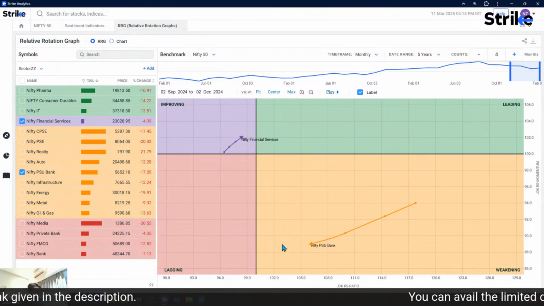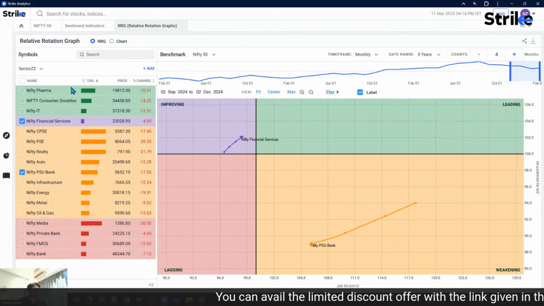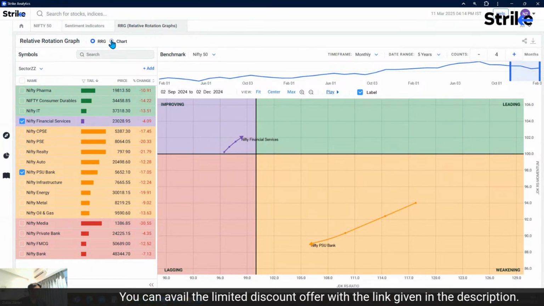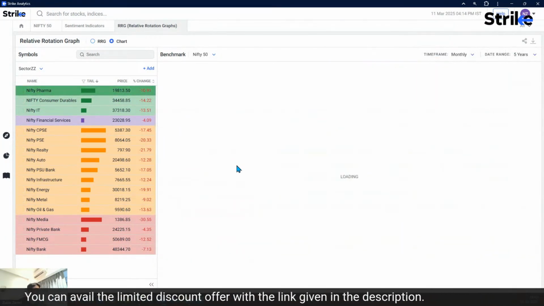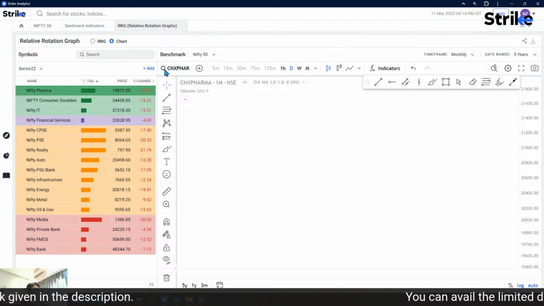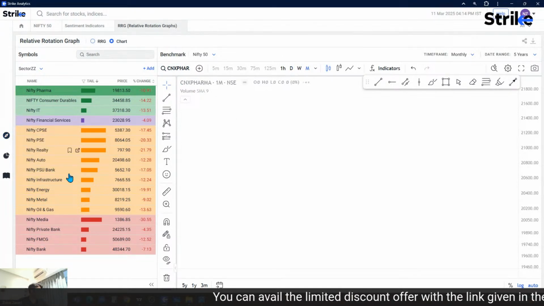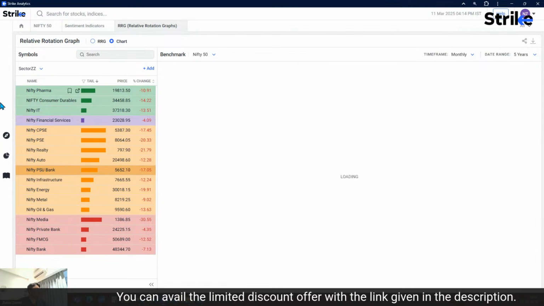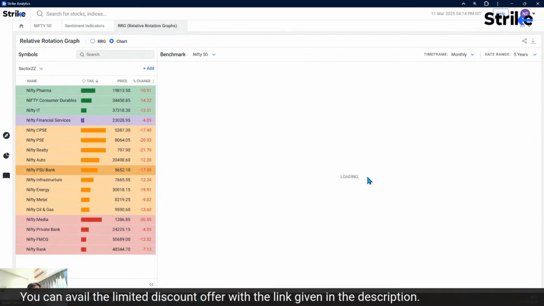Now, if you want to have a look at the chart, what we can do is just type it in over here, or you can also look at the chart over here. Click on the chart, and when you click on the chart, the monthly chart of Pharma has opened up, but we want PSU. So click on PSU. The monthly chart of PSU will open up.